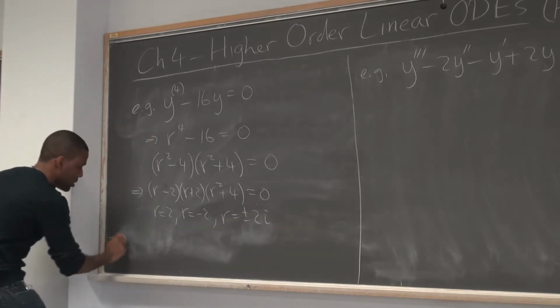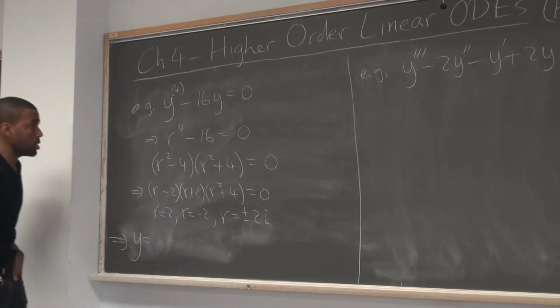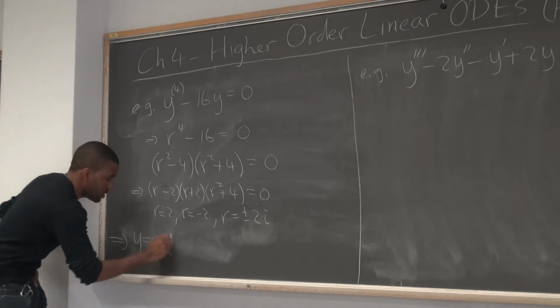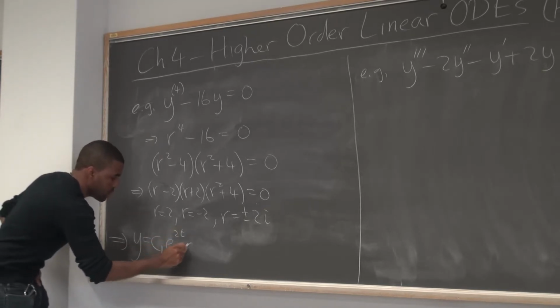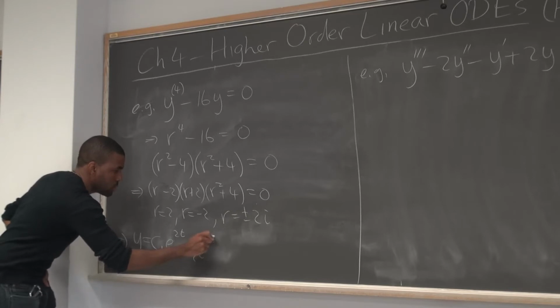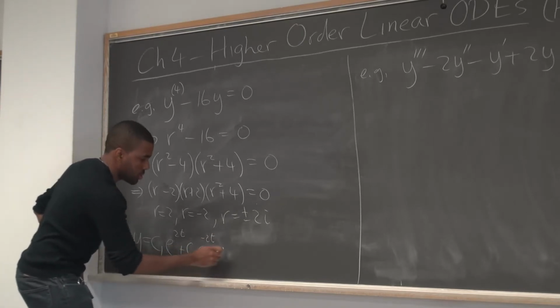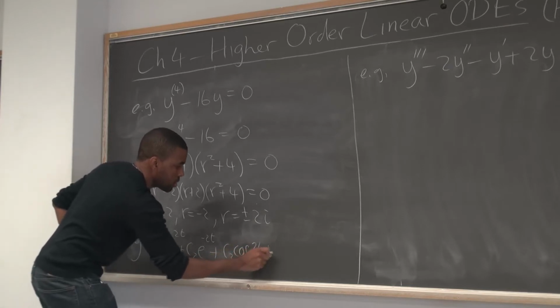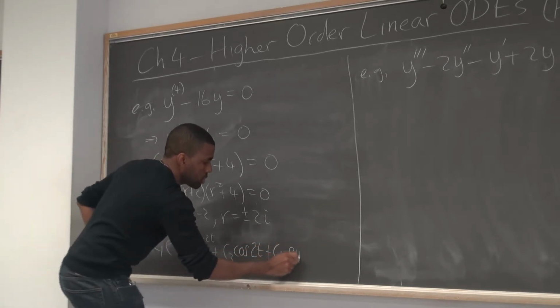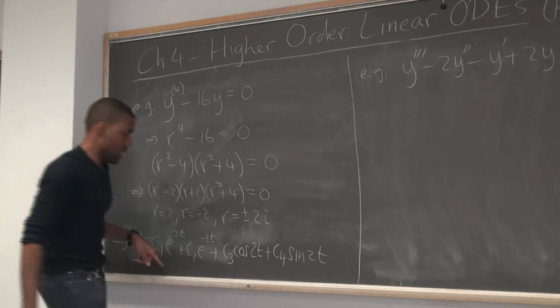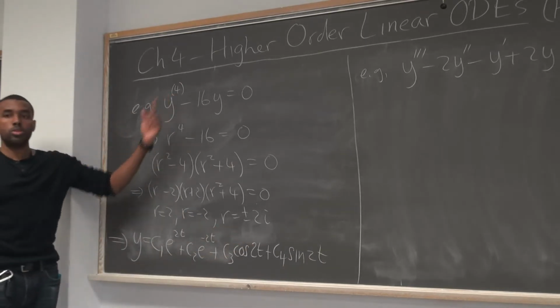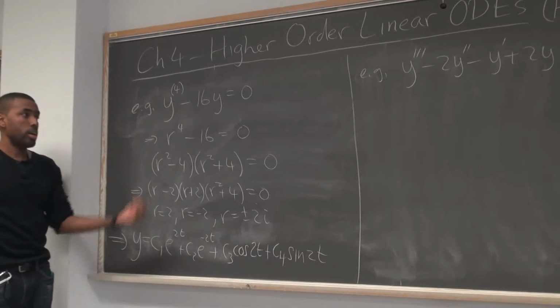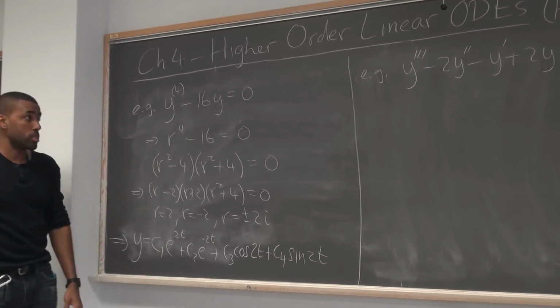Right? Which means our general solution is c1 e to the 2t plus c2 e to the minus 2t plus c3 cosine 2t plus c4 sine 2t. We have 4 linearly independent solutions because we have a 4th order differential equation. And the trick here was thinking of this as the difference of squares.